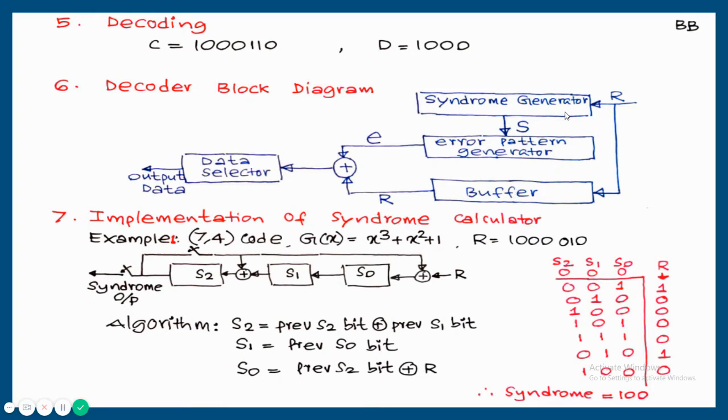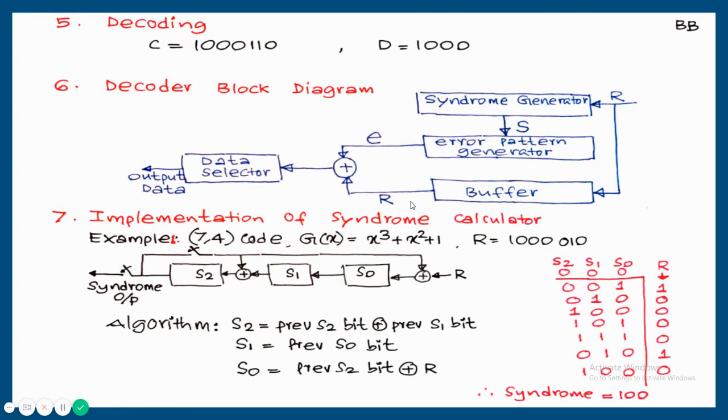There is a buffer. When we are doing this process, it will take some time, and during that time, the received bits are going to be stored in this buffer. So the buffer output and the error pattern are XORed for obtaining C. From C, just remove the parity bits, and the final output will be only data bits. So for a (7,4), the number of input bits is 7 and the number of output bits is 4. For an encoder, the number of input bits is 4 and output bits is 7.